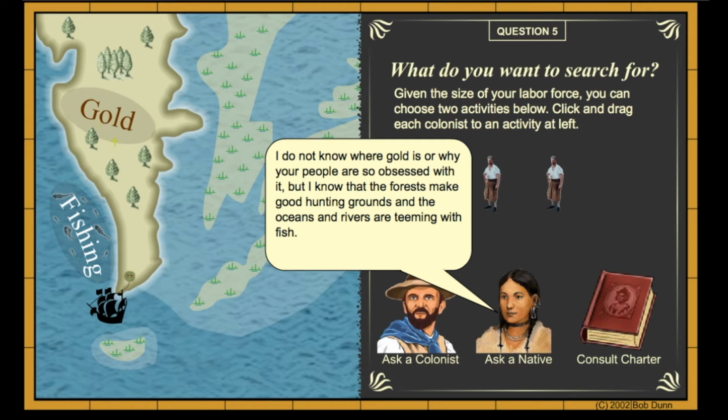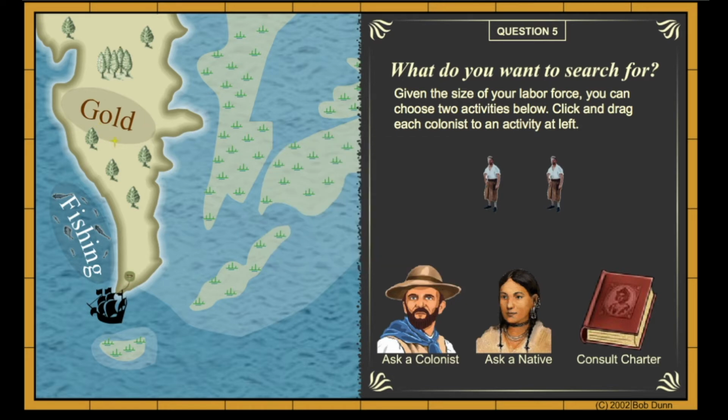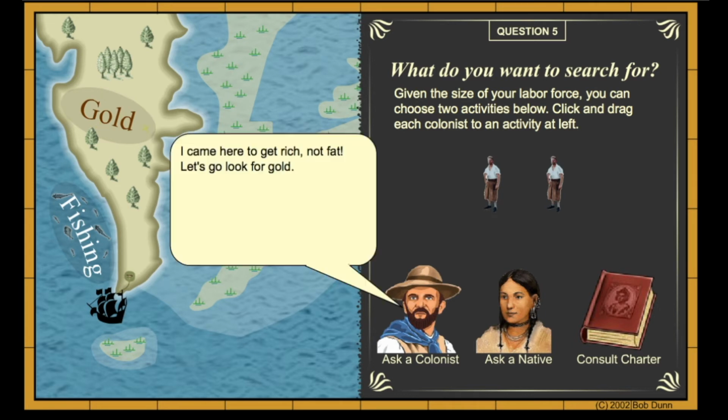All right, so let's look over to the left. We can search for gold. We can do fishing. Is there anything else? All right. Where should we put our... Let's ask. All right. What does he say?